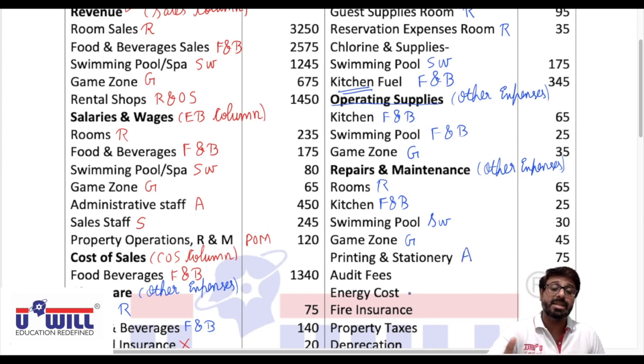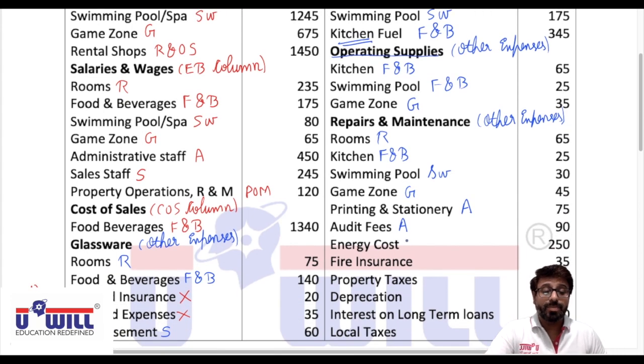Printing and stationery comes under the category of office expense, administrative expense. Audit fees, administrative expense note. Energy cost means property, operation and maintenance. And fire insurance. Insurance is a fixed cost. Property taxes, rates and taxes is a fixed cost. Depreciation is a fixed cost. Interest on long-term loan is a fixed cost. And local taxes are also fixed cost.